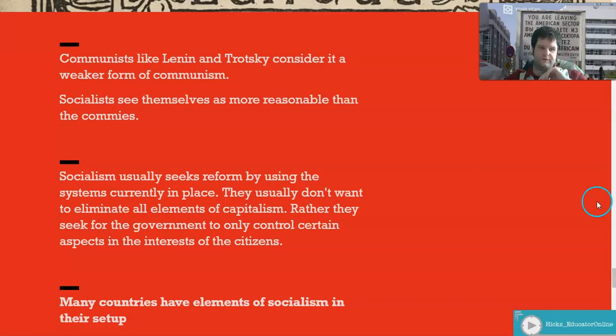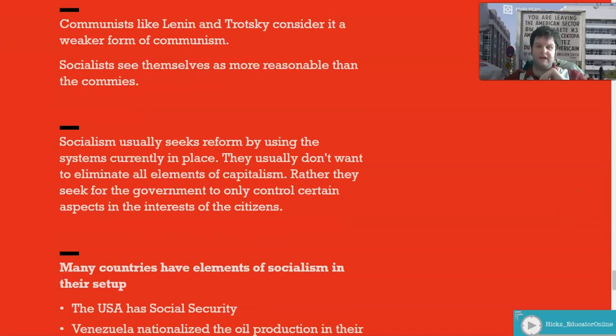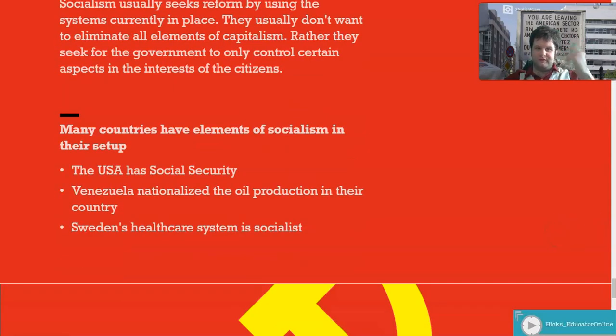And socialists frequently feel that only certain aspects of the government need to be changed. And they're often more willing to negotiate. As a result, socialists often get elected more often into office. But some examples of socialism where it's found: the United States of America has some socialist elements. We have Social Security, which is where the government manages a retirement fund for all Americans that's paid through their taxes. In various countries in Europe, they have socialized health insurance, such as Sweden, the example we have on the screen.